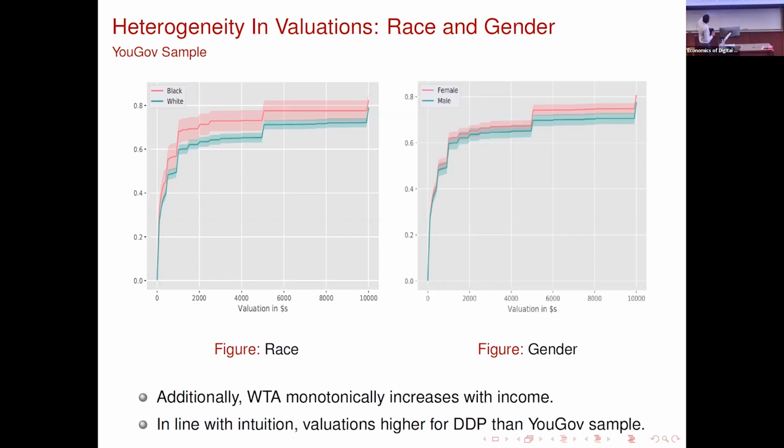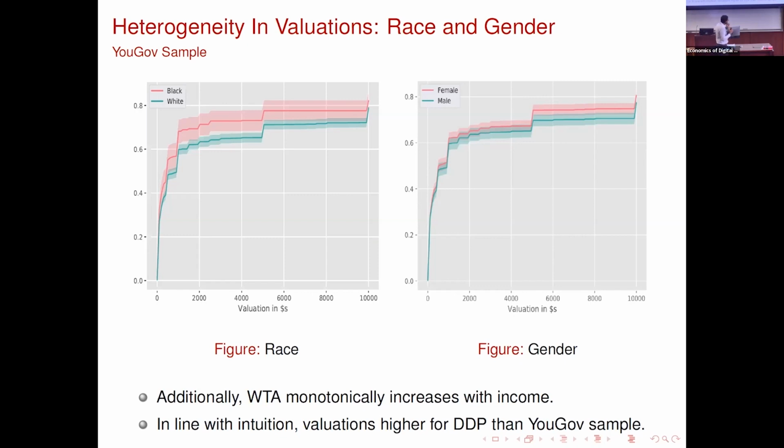Similarly, looking at income, what we find is the valuation monotonically increases with income. So the richer you are, the more you seem to value your Facebook data. This result is also interesting because in my other research, looking at valuation of the whole Facebook platform, there isn't really a monotonic relationship with income. Both richer and lower income individuals seem to value Facebook similarly. But looking at the Facebook data, higher income people seem to value it more than lower income people.